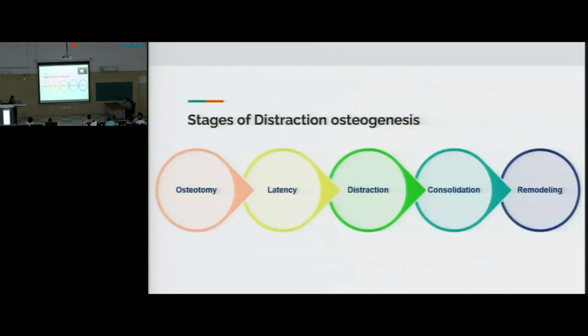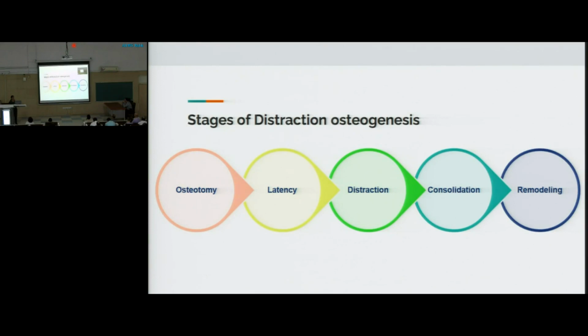And then stages of distraction osteogenesis. Osteotomy is just a cut which we give to separate the bone so that the inflammatory process can start for the formation of the bone. The latency period is where we have to wait between the osteotomy and the distraction phase, where before the bone formation we have a callus formation, after which the distraction can be started.